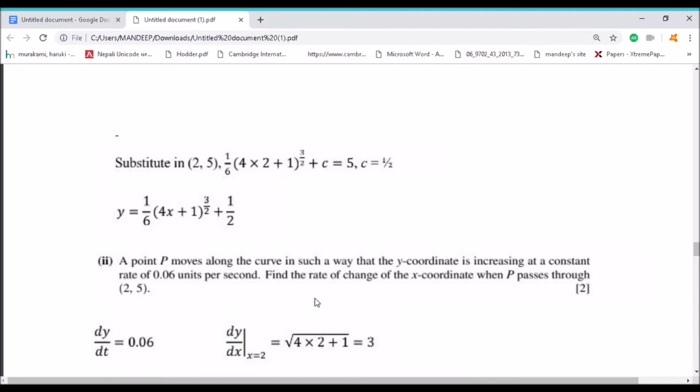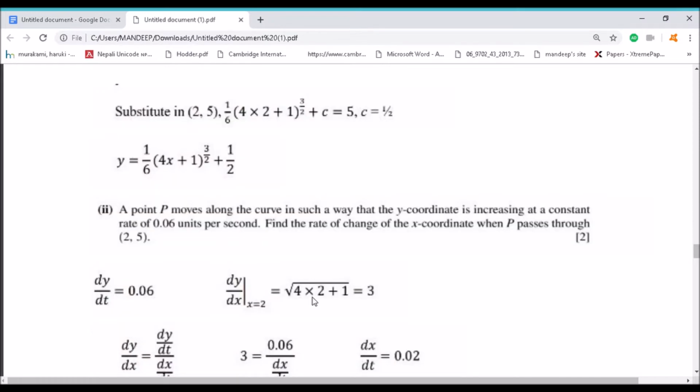Now second part: a point P moves along the curve in such a way that the y coordinate is increasing at a constant rate of 0.06 units per second. Find the rate of change of the x coordinate when P passes through (2, 5). So it's the second part. dy/dt is going to be 0.06, as they say the y coordinate is increasing at a constant rate of 0.06 units per second. So dy/dt is going to be 0.06.